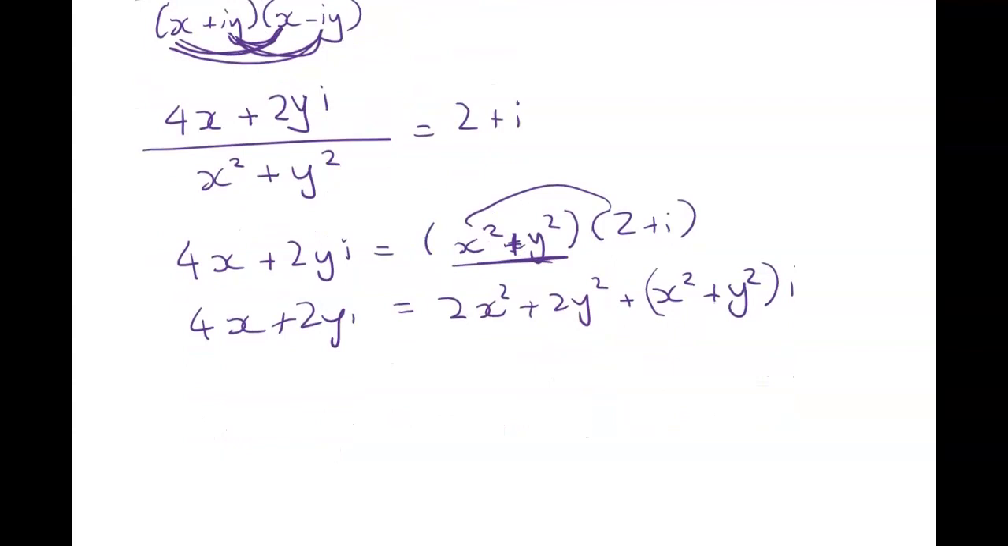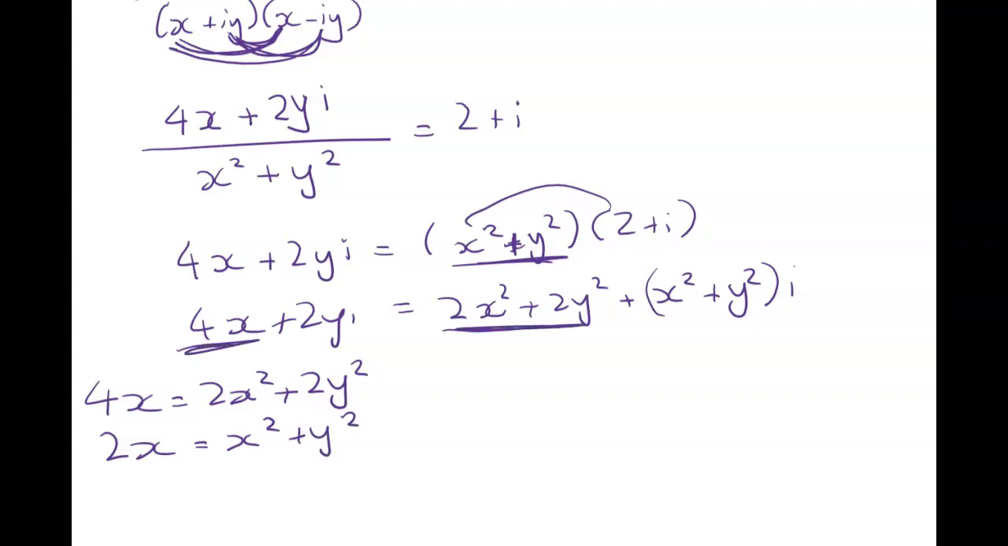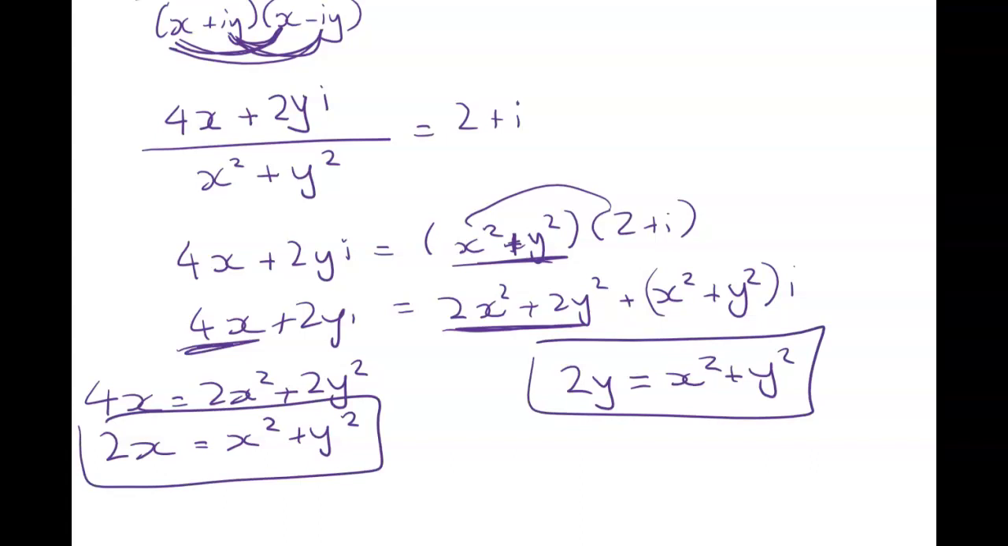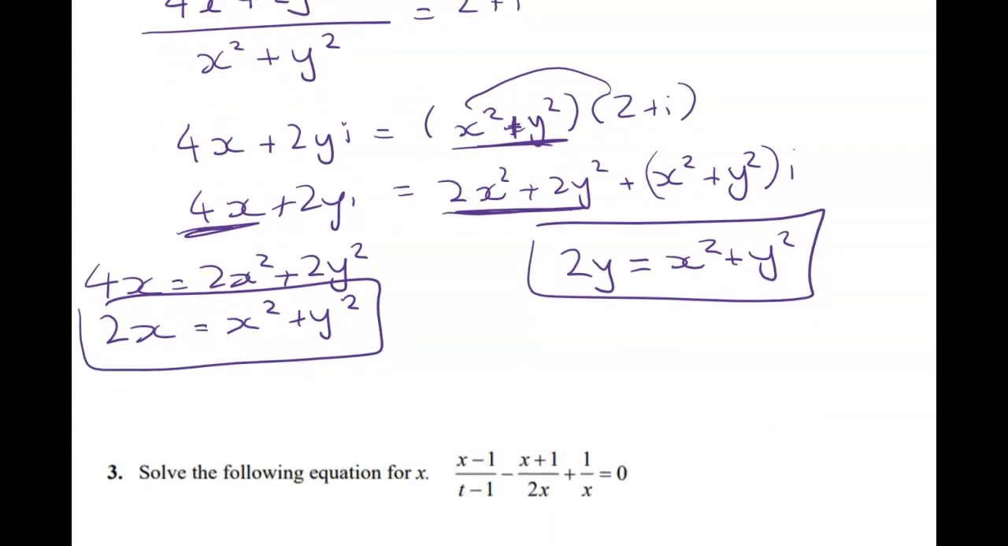Now we're going to match up the real and the imaginary parts. So for the real part, we get 4x is equal to 2x squared plus 2y squared, or 2x is equal to x squared plus y squared. So that's all I can do there for now. So that's matching my real part. And matching the imaginary part, I get 2y is equal to x squared plus y squared. So we look at this, and we look at this, and we say, well, that must mean that 2x is equal to 2y, which gives me x is equal to y.